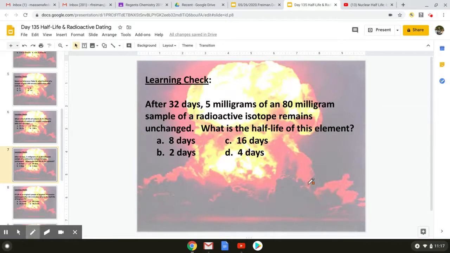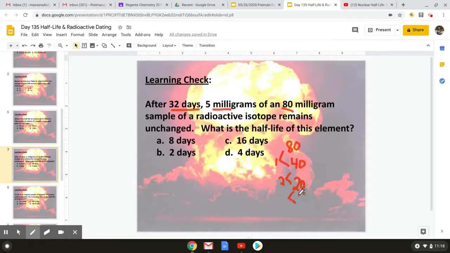All right, so after 32 days, that's going to be the time that went by. We have 5 milligrams of an 80 milligram sample. So we're starting off with 80 milligrams. What's half of 80? 40. So from 80 to 40, that's 1 half-life. I hope I can make this fit. What's half of 40? 20. That's 2 half-lives. What's half of 20?